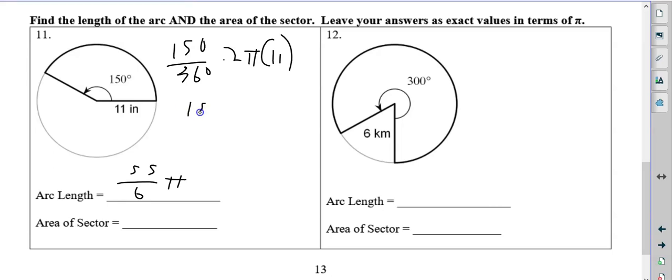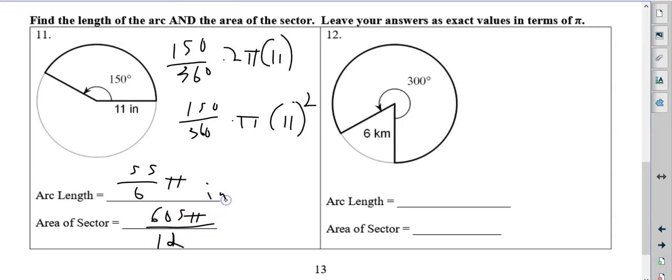Now area, same start, 150 over 360, but times pi r squared. So again, on your calculator, 121 times 150 divided by 360, and you will get 605 pi over 12. This is inches, and this is inches squared. Okay? Again, let the calculator help you.